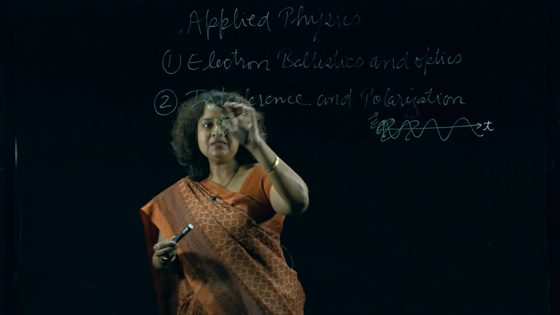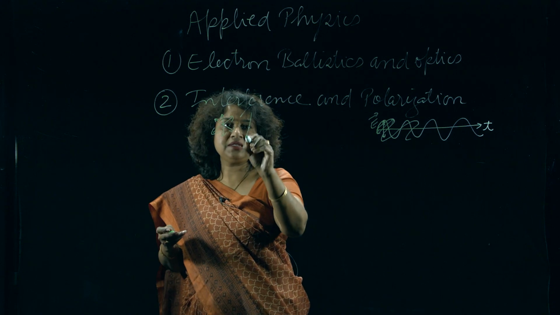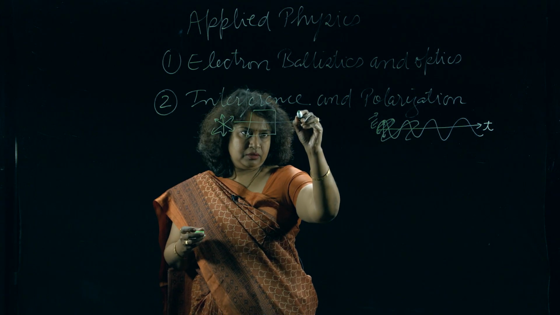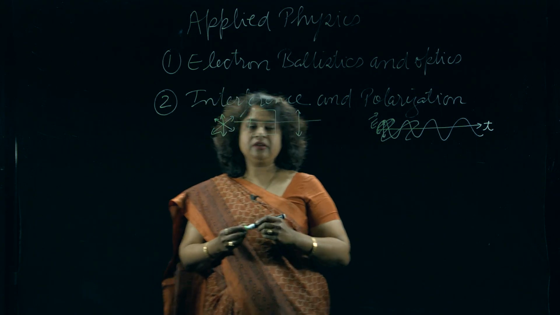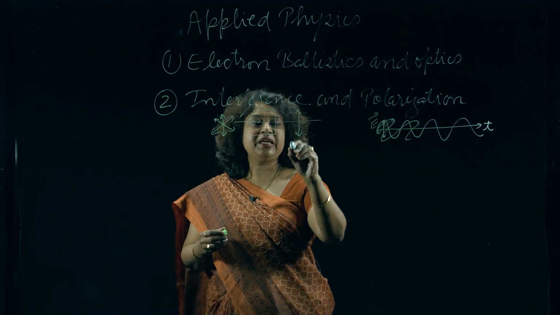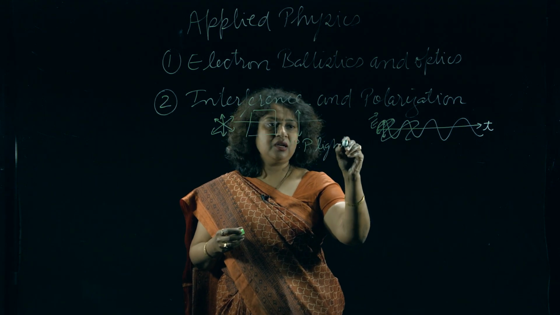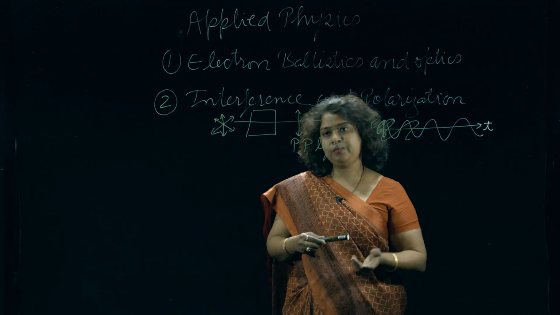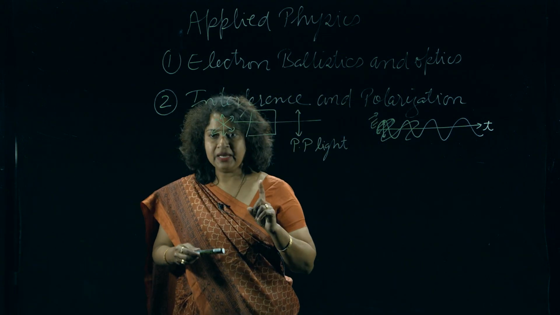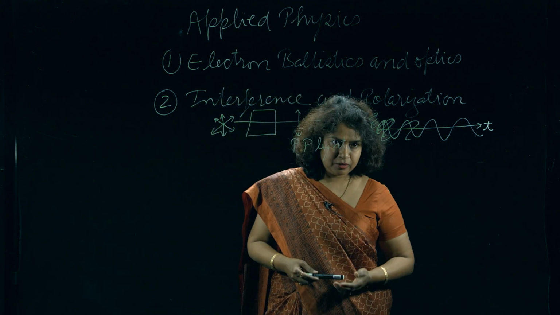Now, when this electric field is restricted, that is, let us say I have some crystal, and I make this ordinary light go through it, then if the vibrations of the electric field vector are restricted to only one plane, this light is called plane polarized light, abbreviated as PP light. There is one more synonym for this, and this is called linearly polarized light, because the vibrations of the electric field vector are along a line. Okay. So, either you say plane polarized light or you say linearly polarized light.